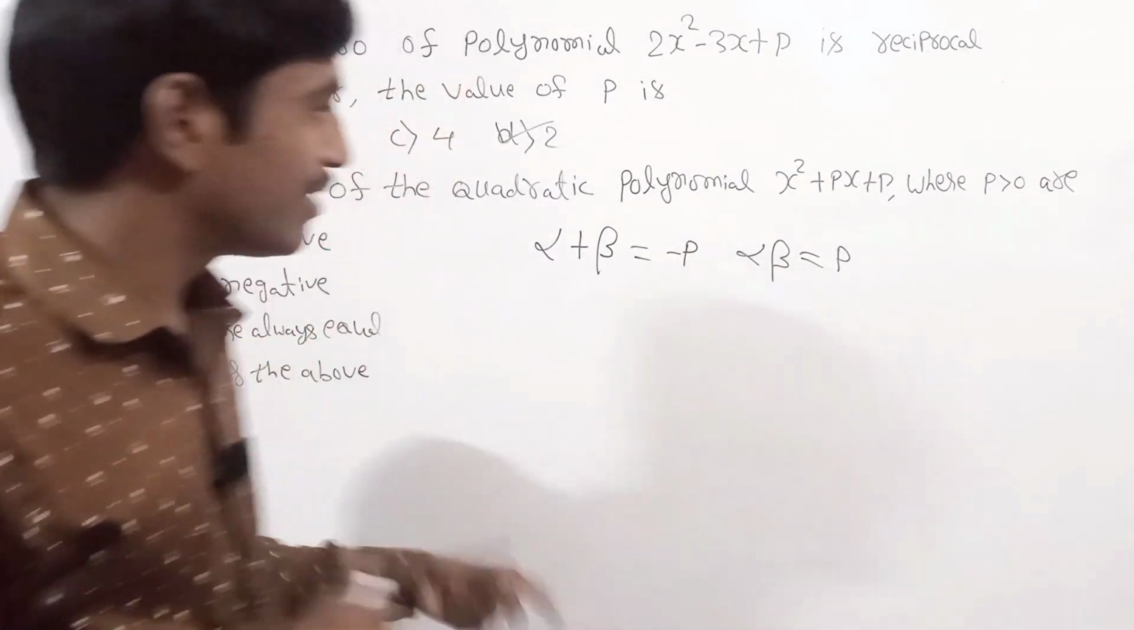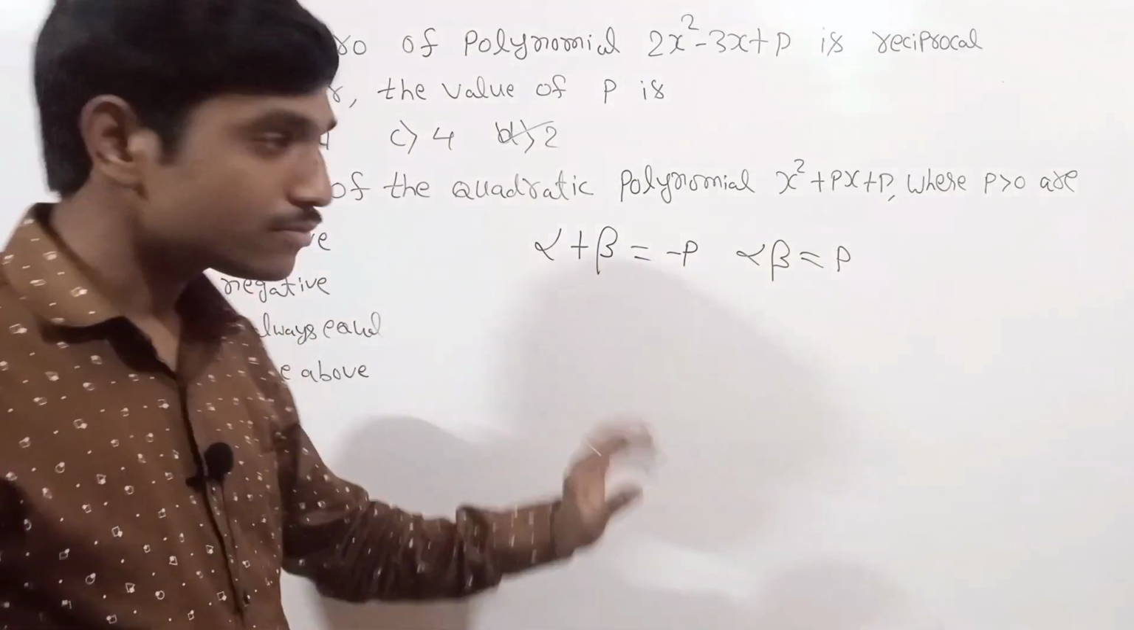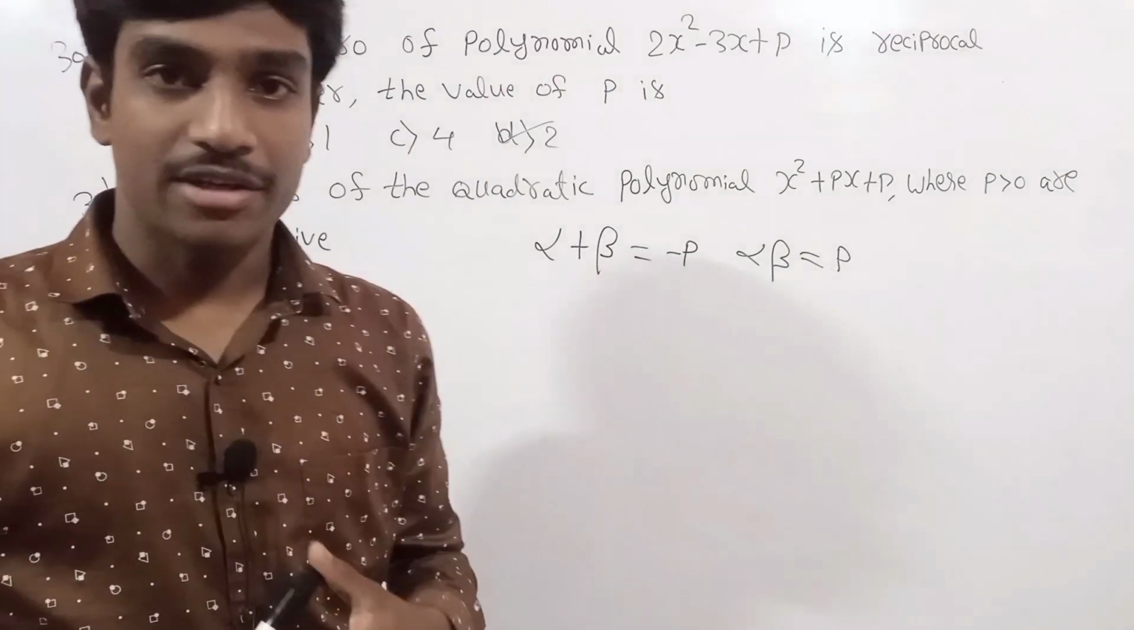So when they give a question like this, first find out what alpha plus beta is and what alpha beta is. Then based on the values that you get, you can check which answer is correct.